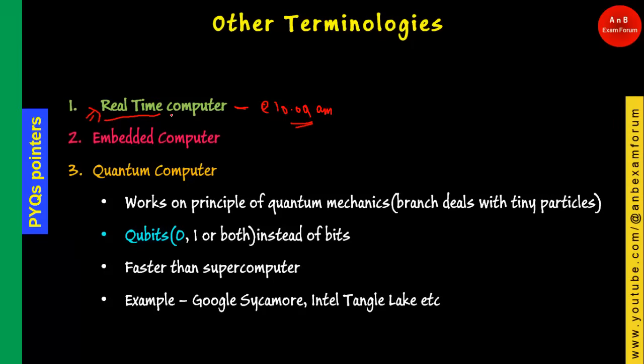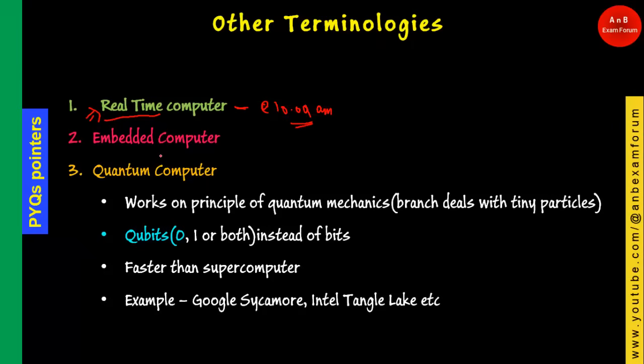Real-time computers, if you talk about safety critical systems, if 1 second is lost, the entire system can fail. Suppose a fire controller is there, that is a real-time computer. If in 1 second it is not giving the response, it can result in a catastrophe. Coming to the embedded computer, these are generally inside some other device, and are called embedded computers, which reside in other devices.